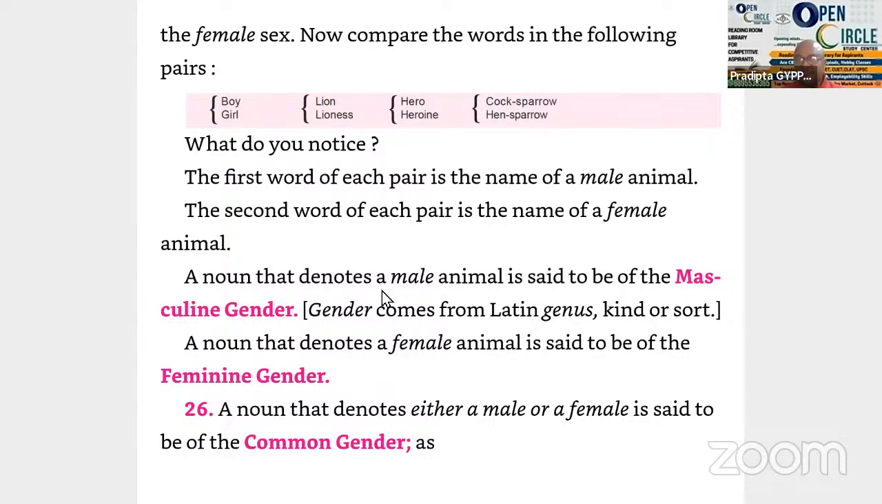So if it is male gender, another name for that is called masculine gender. And if it is a female gender, we call it feminine gender. But there are nouns which can be either male or female. For example, if I use a noun like teacher, your teacher could be a male teacher, your teacher could be a female teacher. So such nouns are called common genders.